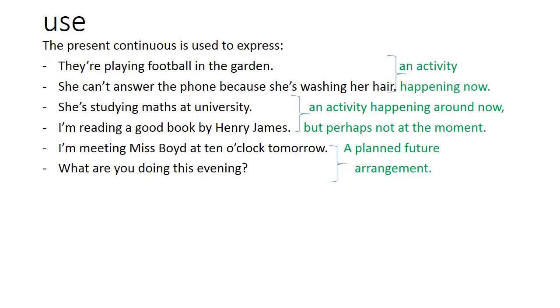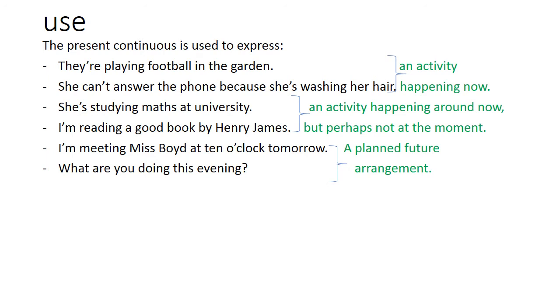Uses. The present continuous is used to express an activity happening now. For example, they are playing football in the garden. Or we can say she cannot answer the phone because she's washing her hair. That means the children are playing football in the garden now. Therefore, we use present continuous.